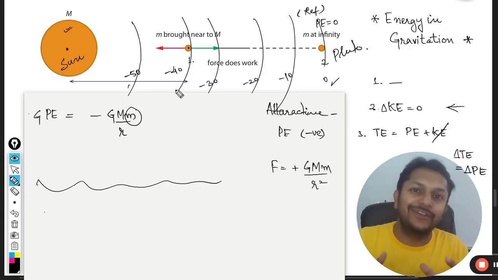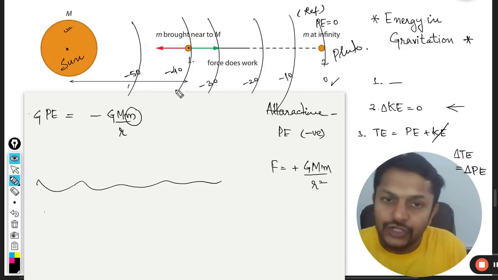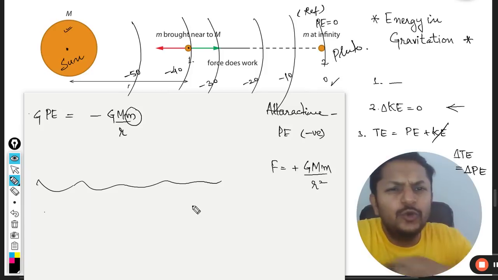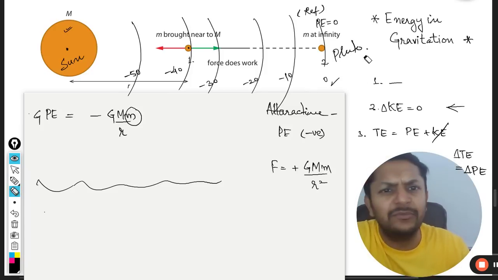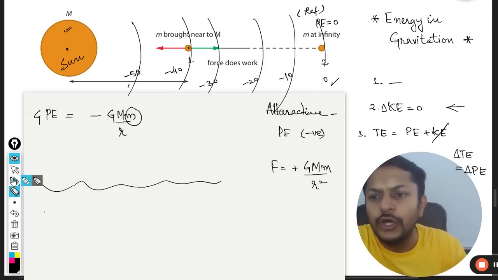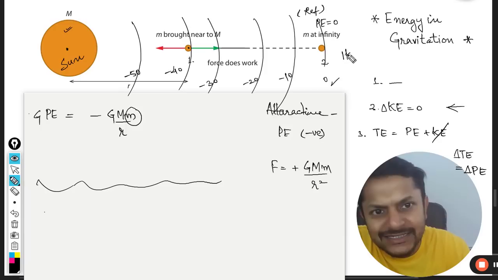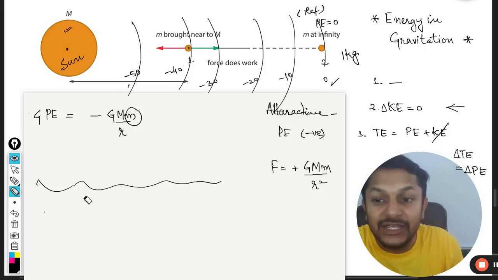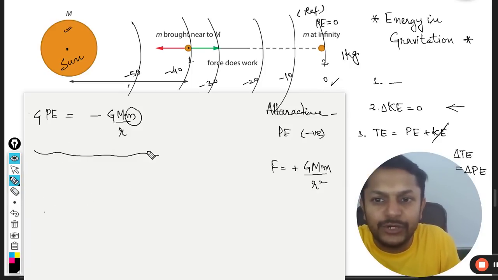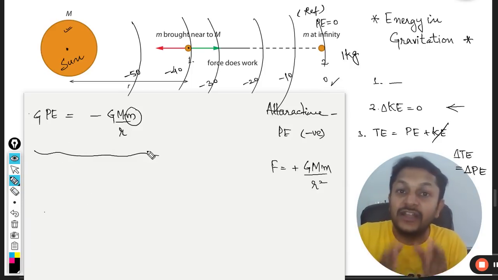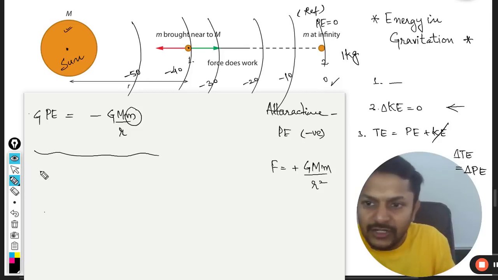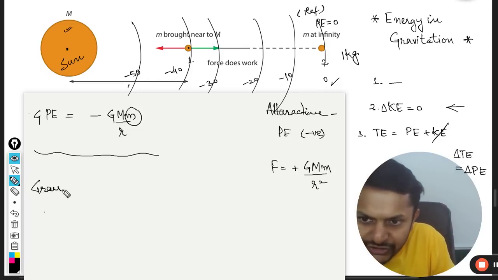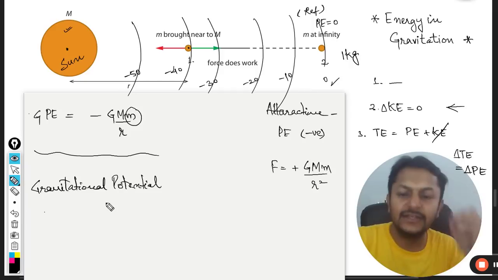Now, how to get rid of this discrepancy? So what we do is we say that we do not consider any planet anymore. So I am not interested in Pluto. What I would be doing is I am just considering unit mass there. So I will say that let us define something else rather than gravitational potential energy. Let us define gravitational potential. So gravitational potential. Now, what is that?